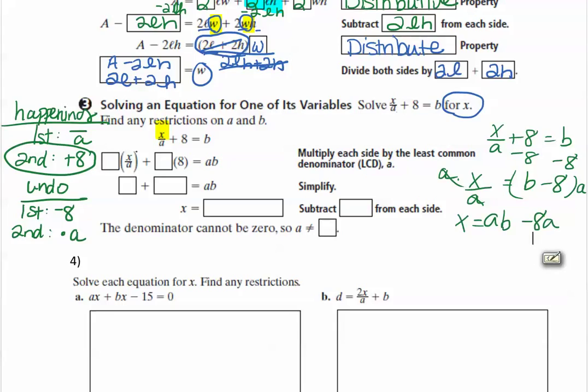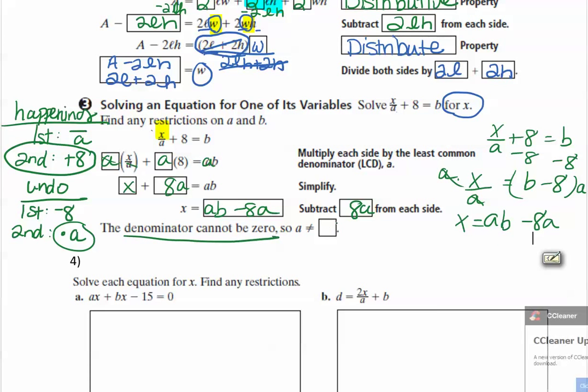Now, over here, they decided to do this first. That's fine, except they're going to have to do it a little bit differently. They're going to multiply everything times a. So everything times a, and you see the a here. These will cancel, and you get x plus 8a equals ab. Then you have to subtract the 8a from both sides. So ab minus 8a. You get the same answer either way. Now, notice here it says the denominator cannot be 0, so a cannot be 0. And that's because in the beginning, a was right there.